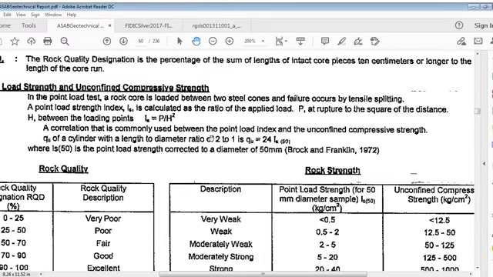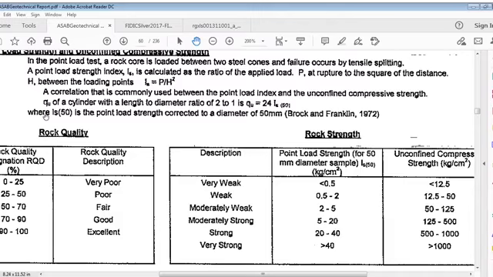A correlation that is commonly used between point load index and unconfined compressive strength, for a cylinder with a length to diameter ratio of 2 to 1, is Qu equal to 24 times Is(50), where Is(50) is the point load strength corrected to a diameter of 50 mm.